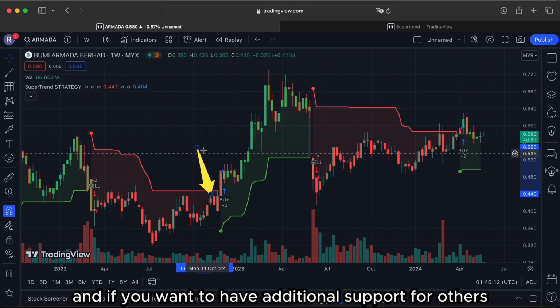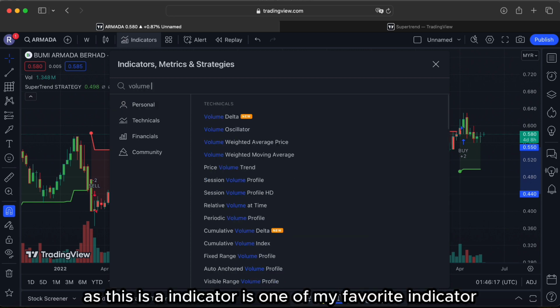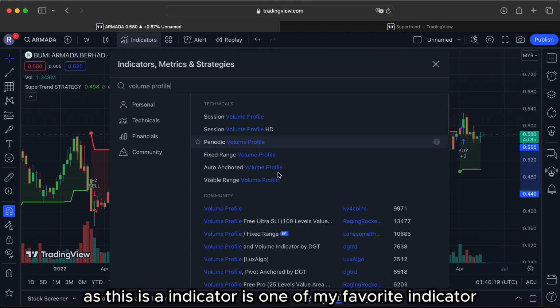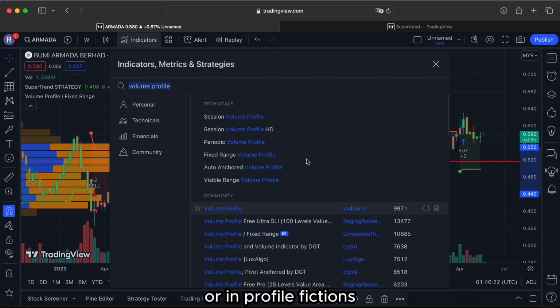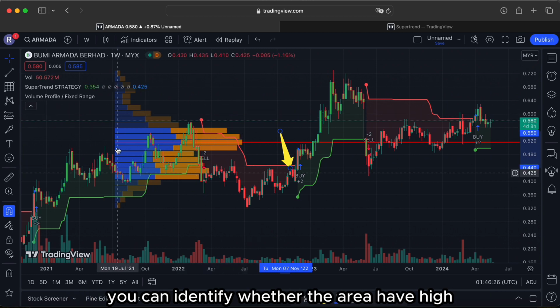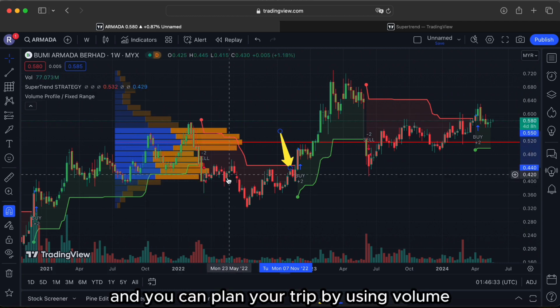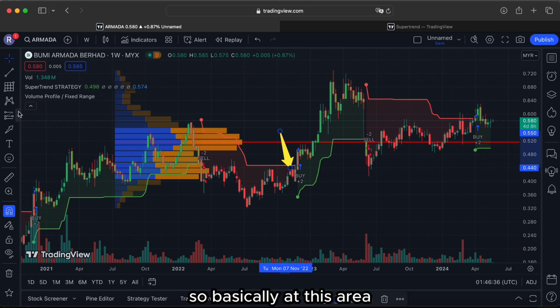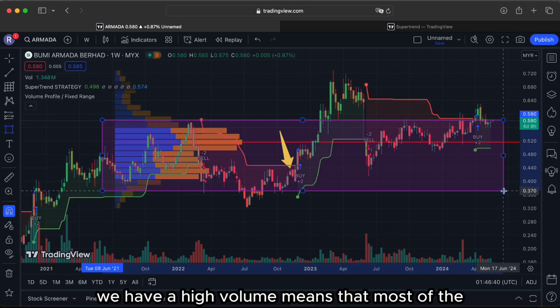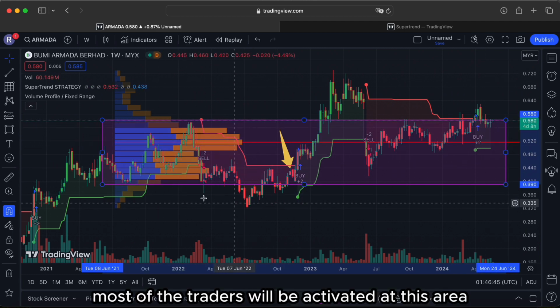If you want additional support from other indicators, you can open up this indicator, as it is one of my favorite indicators, volume profile fixed range. When you open this volume profile fixed range, you can identify whether an area has a high accumulation of volume, and you can plan your trade by using volume. At this area we have a high volume, which means that most of the traders will be accumulated at this area.